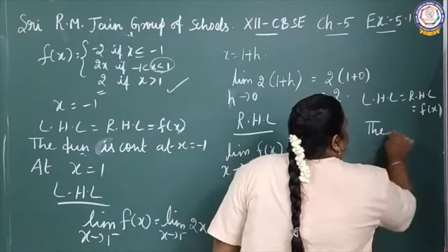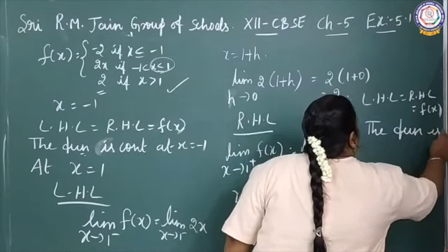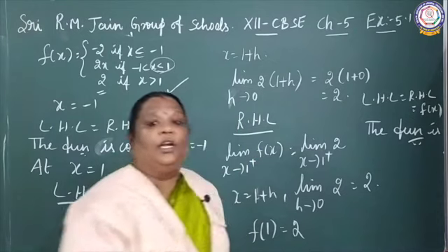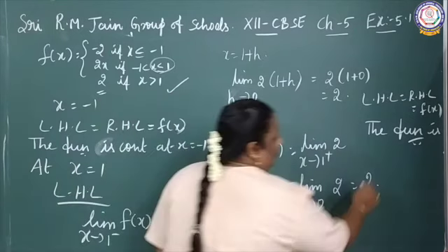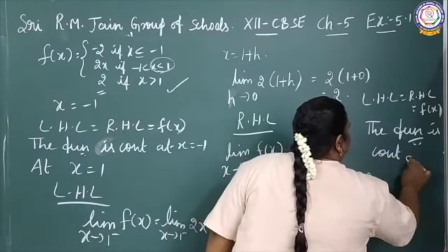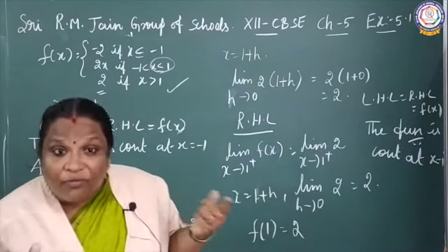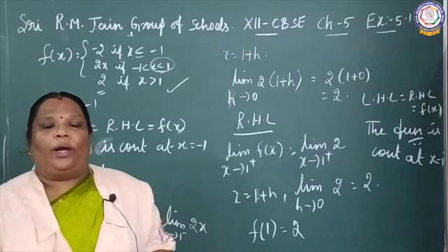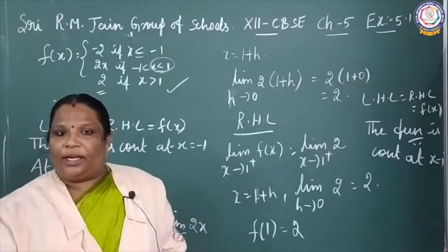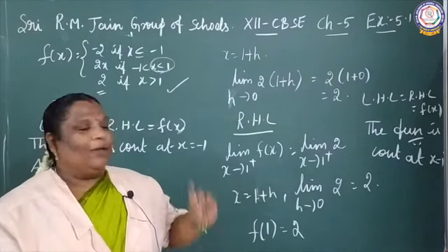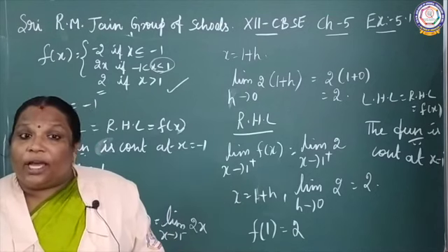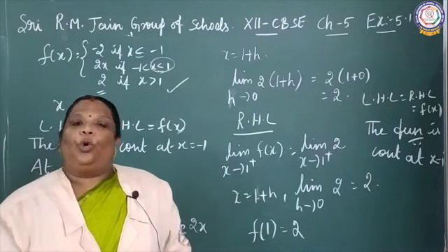The function is continuous at x equal to 1. The function is continuous everywhere at x equal to 1 because you have checked all the values: left hand limit, right hand limit and f of x.